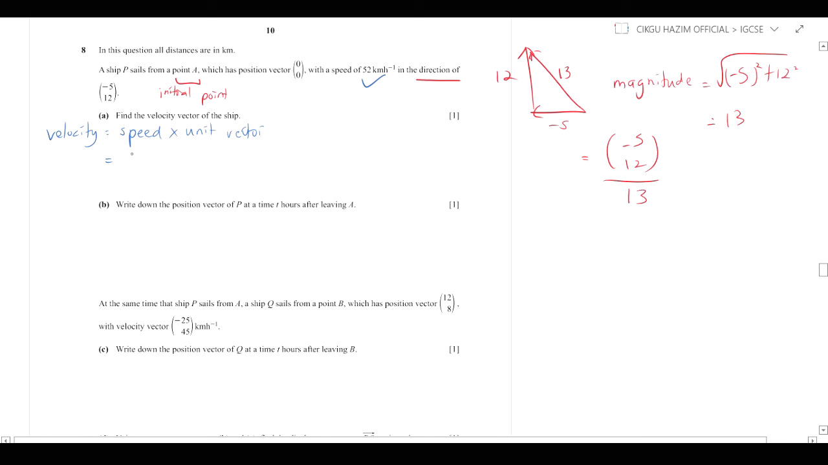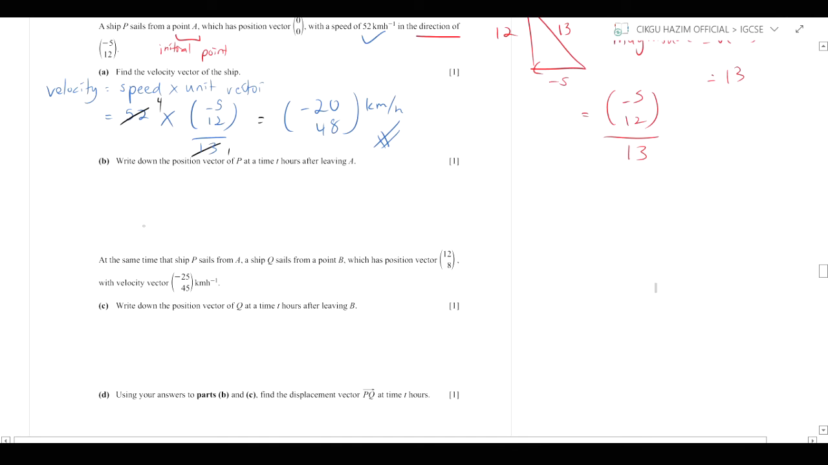So applying this here, it is 52 km per hour multiplied by (negative 5, 12) over 13. So you see 13 and 52 can be simplified, here is 1 and here is 4. So 4 multiplied by negative 5 and 12 here, it will be (negative 20, 48). That's your velocity vector. If you want to put a unit, can, which is kilometer per hour also can. So that's your velocity. Just remember the formula. But the unit's not really important. This is Add Math, not physics. In Add Math you just need to know how to find the answers.